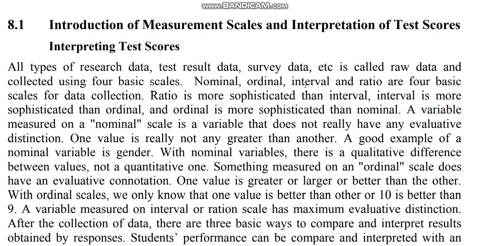Today's topic is introduction of measurement scales and interpretation of test scores. Interpreting test scores: all types of research data, test result data, and survey data are called raw data, and are collected using four basic scales, that is nominal, ordinal, interval and ratio. These are the four basic scales for data collection.